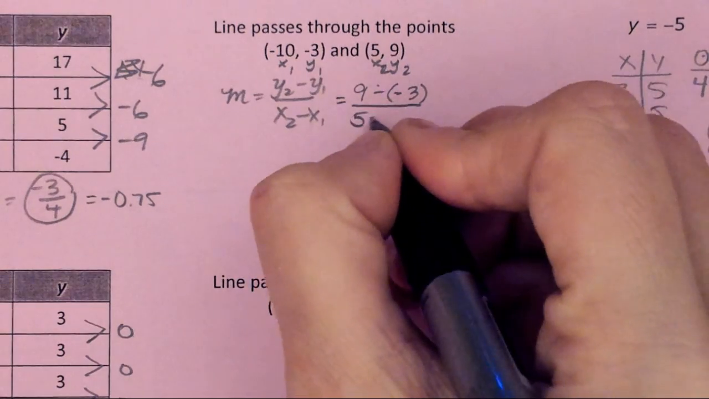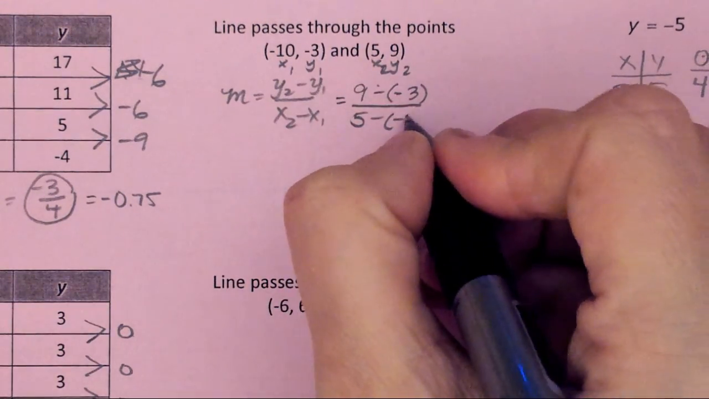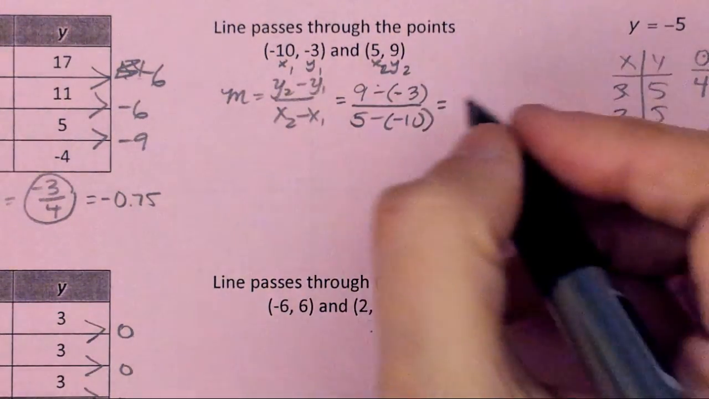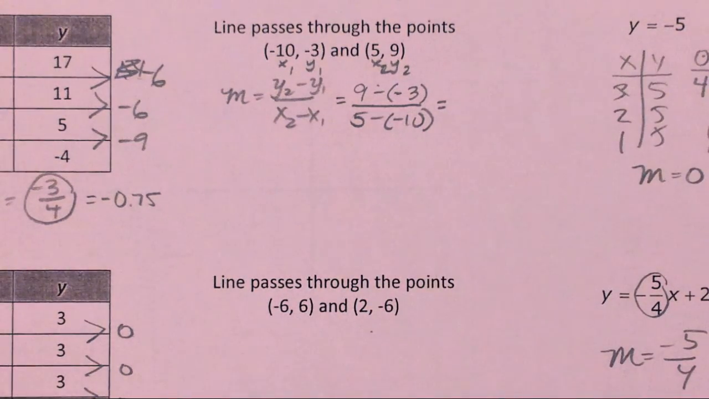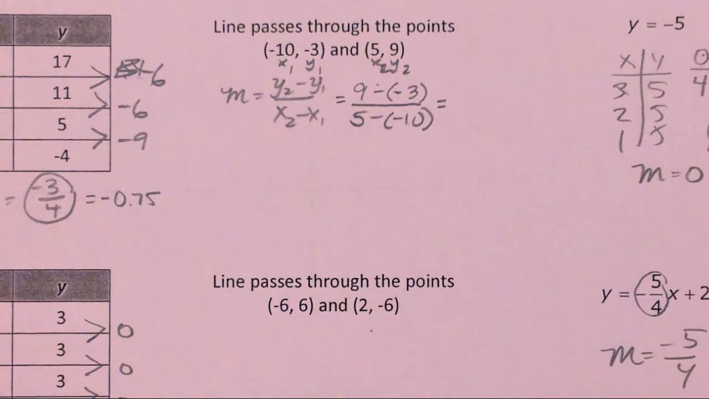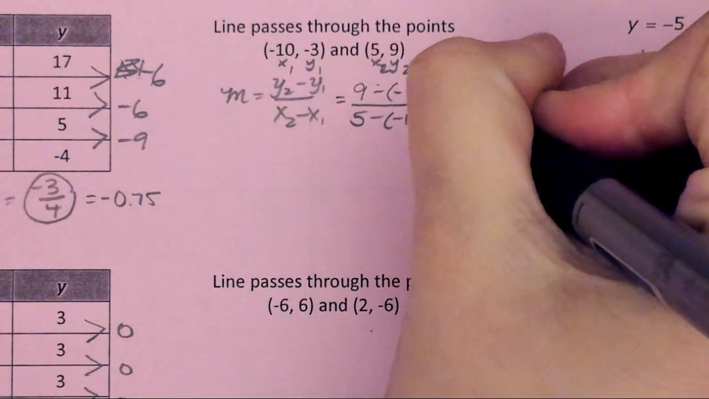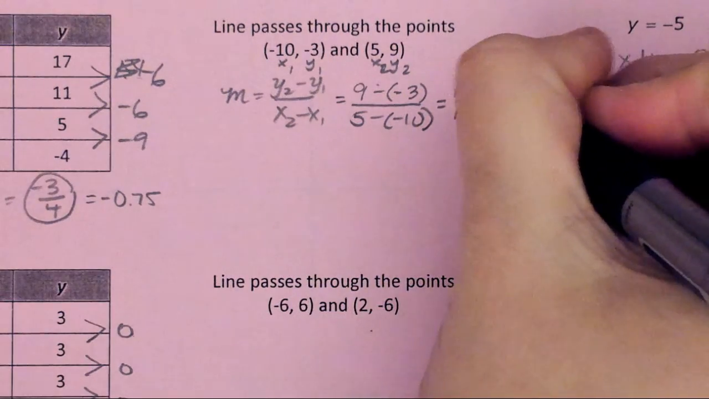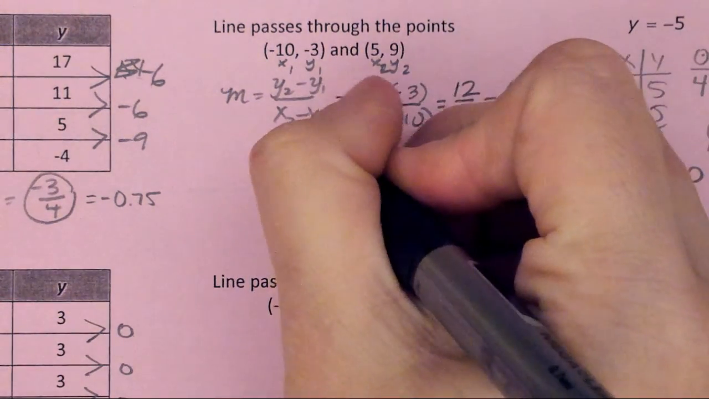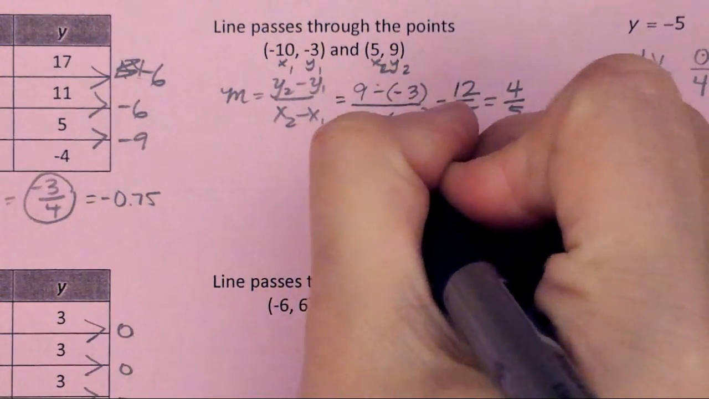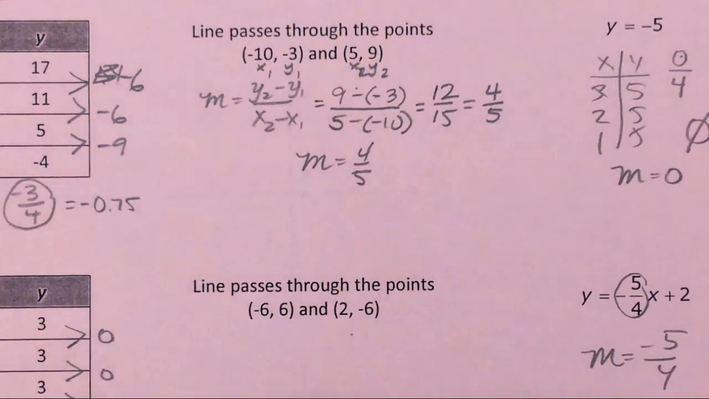Okay, x2 is 5 minus x1 is negative 10. When I put this in my calculator, I'm going to do right now. I know, you're very upset. 9 minus negative 3 is 12. 5 minus negative 10 is 15. 12 over 15 reduces to 4/5. So my slope is 4/5, I think. Isn't it? Yes, go me, I can math.